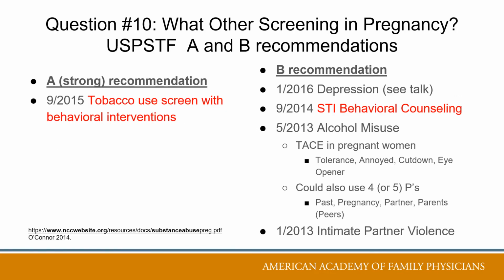Now we're going to talk about other screening in pregnancy. USPSTF A and B recommendations. Tobacco use screening with behavioral interventions is considered a Grade A recommendation. Grade B recommendations include screening for depression, screening for sexually transmitted infection behavioral counseling, alcohol misuse, and intimate partner violence.